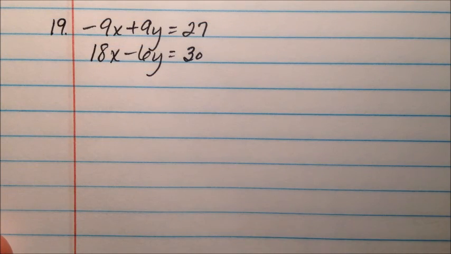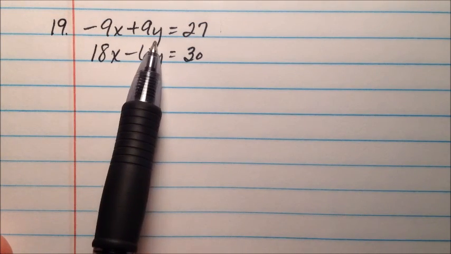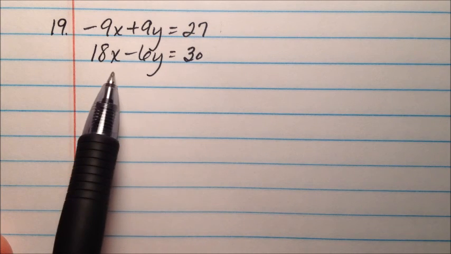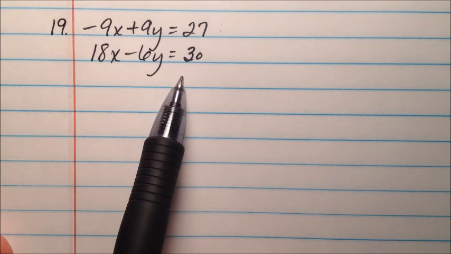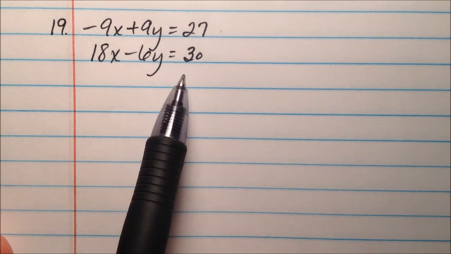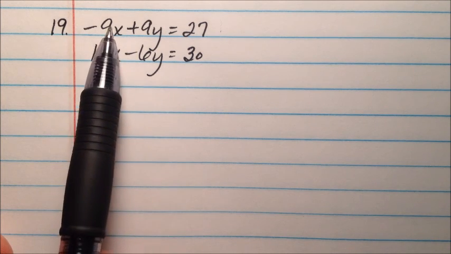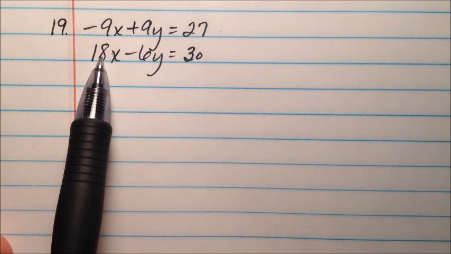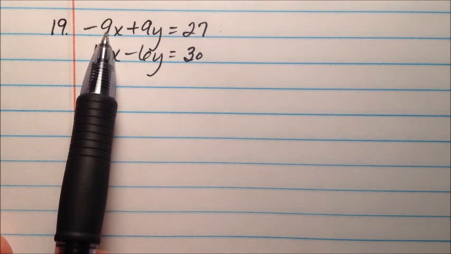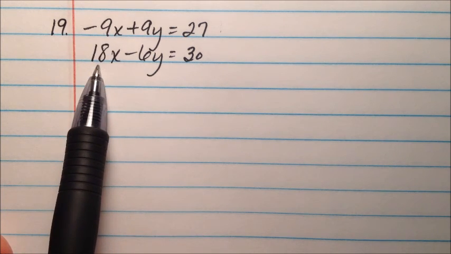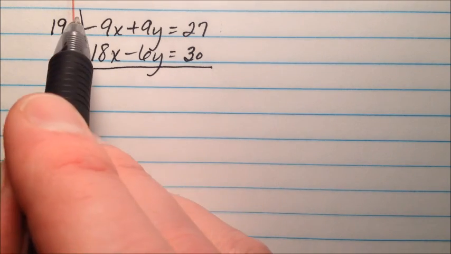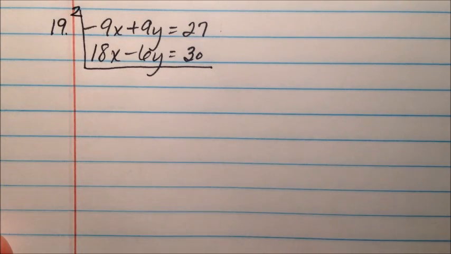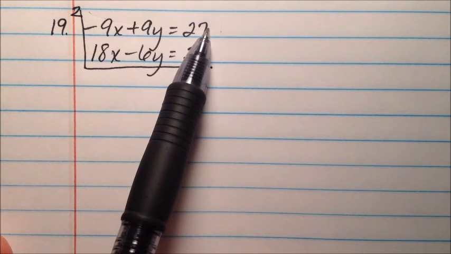On number 19, we have this system given here, negative 9x plus 9y equals 27, and 18x minus 6y equals 30. Looking at this initially, it doesn't appear that anything's going to cancel out simply by adding these two equations together, but I do see that 9 and 18 are almost that way. If we just doubled this negative 9, then it would be a negative 18 and a positive 18. So here's what I'm going to do. I'm going to put a little bracket around here and put a little 2 up here because I'm going to multiply this whole top equation by 2.